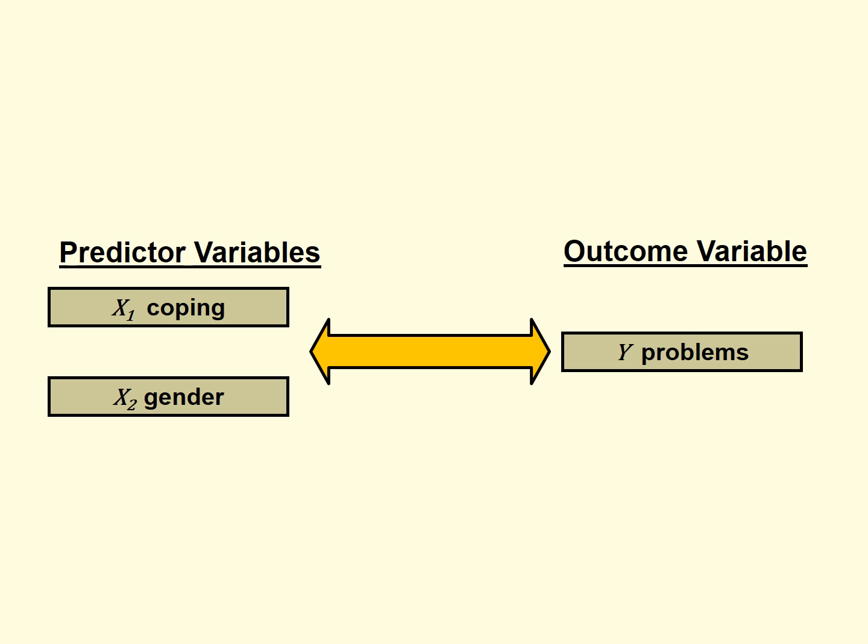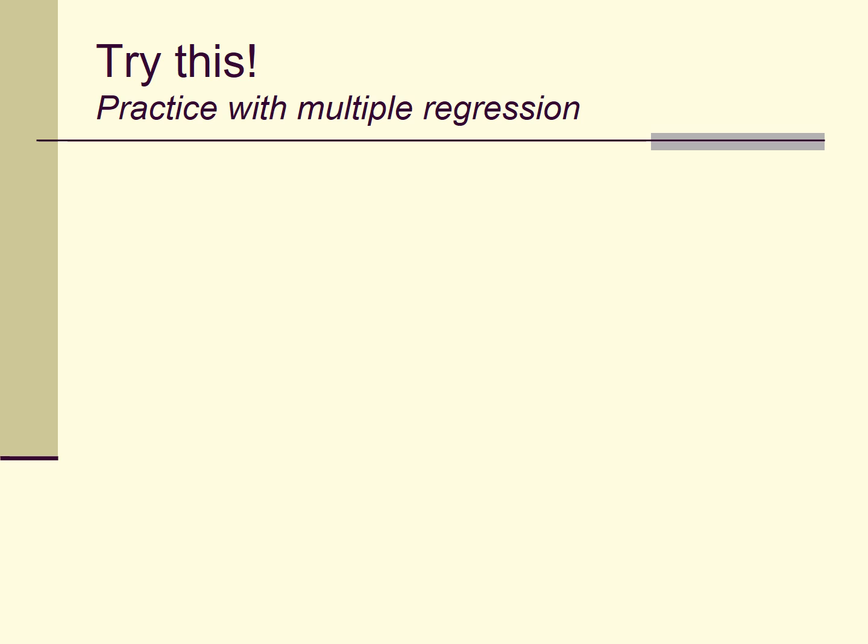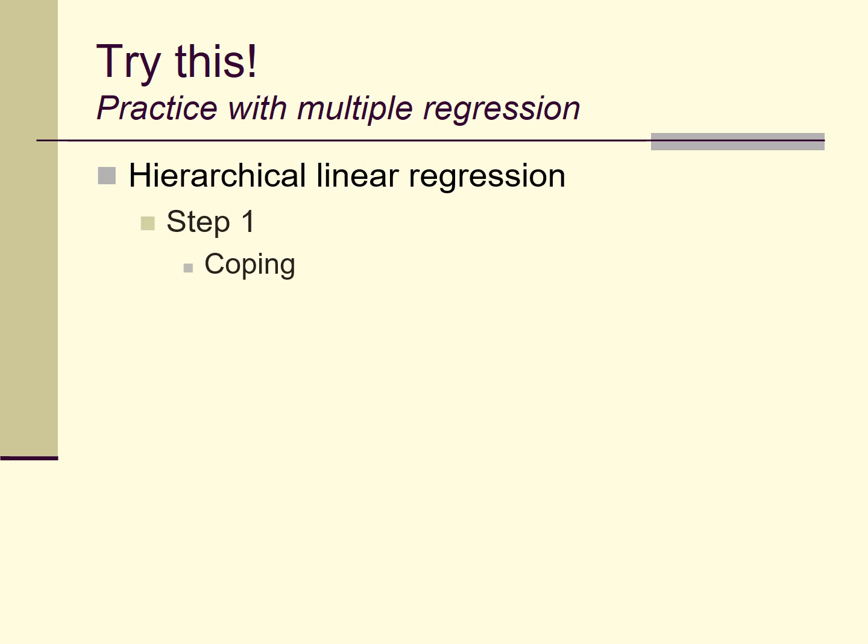So if we want to represent this study pictographically, we can think of our two predictor variables being coping and gender, and our one outcome variable being alcohol-related problems. Let's imagine we want to do a hierarchical regression, and in step one we enter coping.